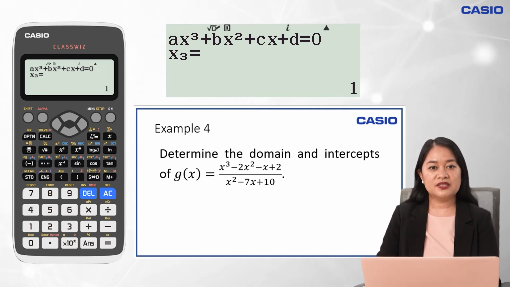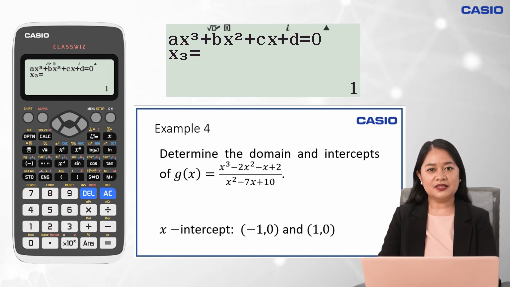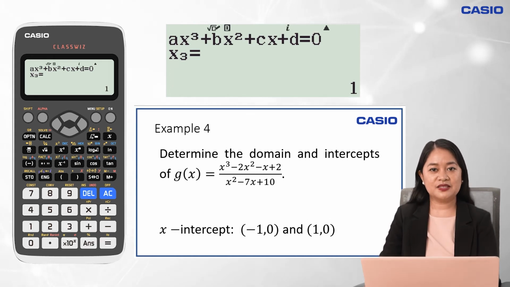However, 2 is not part of the domain of this rational function. Thus, the x-intercepts are only negative 1 and 1, or this rational function passes through the x-axis at points (negative 1, 0) and (1, 0).